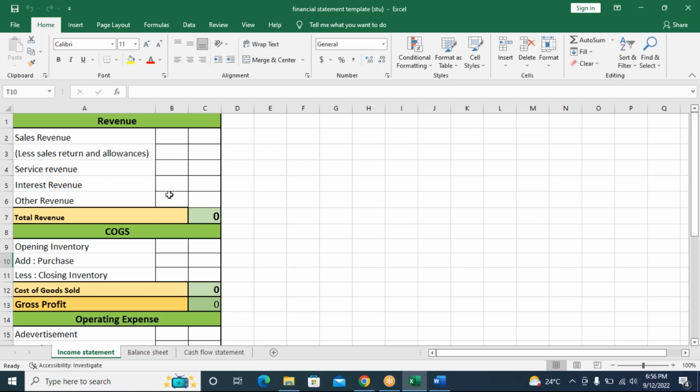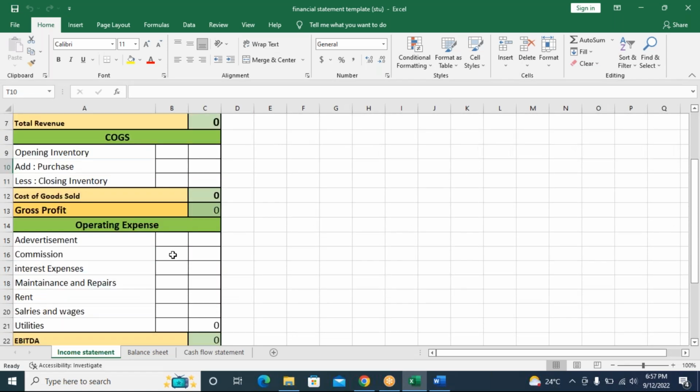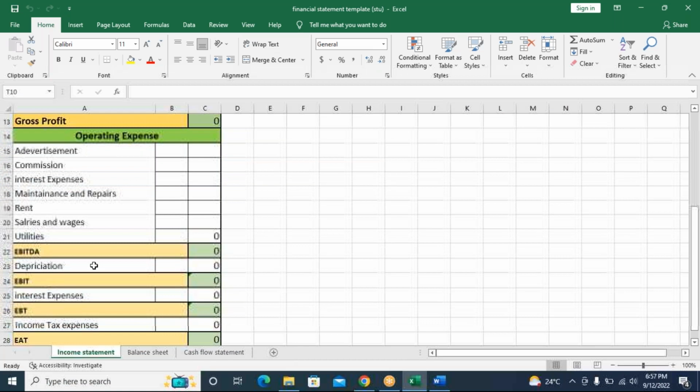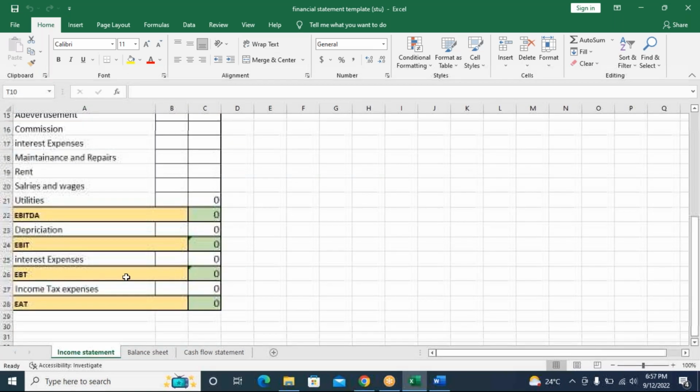So here is the sales revenue, whatever is happening. Then we have the COGS. What is the COGS? Cost of goods sold. Cost of goods sold means the amount incurred for the purchase of the goods that are sold, isn't it? Then operating expenses. When the business is taking place, there are certain things on which I have to make expenses, like advertisement, commission, interest, maintenance, rent, salaries, wages, utilities. All those things are called operating expenses. Then the calculation will follow.